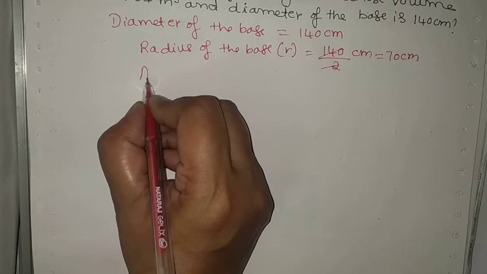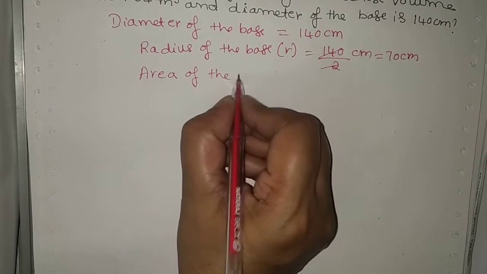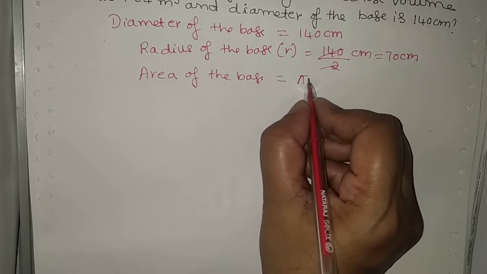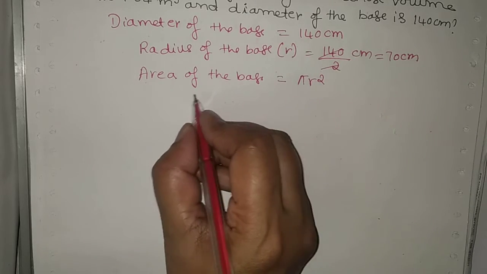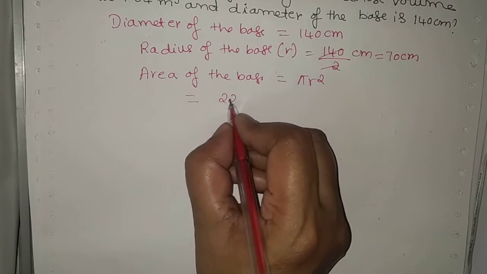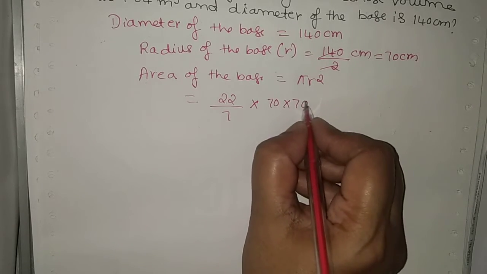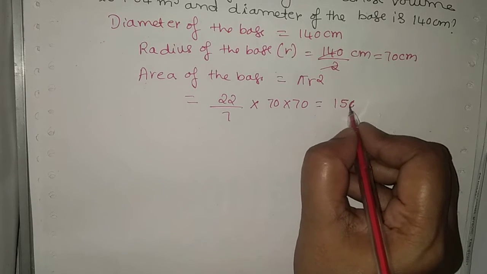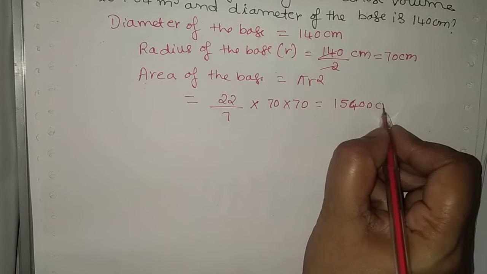Now the area of the base is given as pi r square. Since it is a cylinder, pi r square is used. Now substitute, pi is 22 by 7, radius is 70 into 70, and we get 15,400 centimeter square.